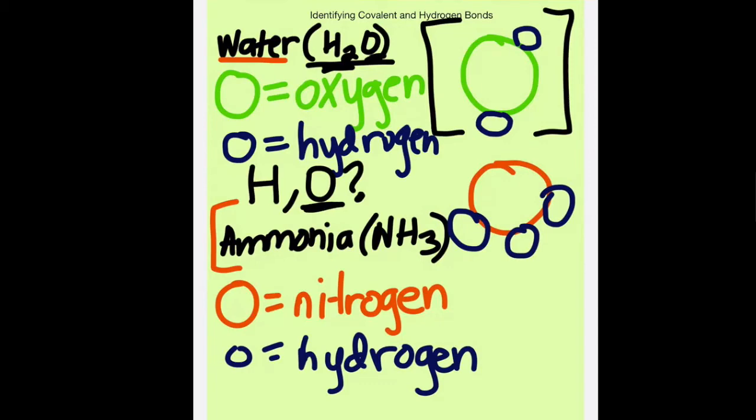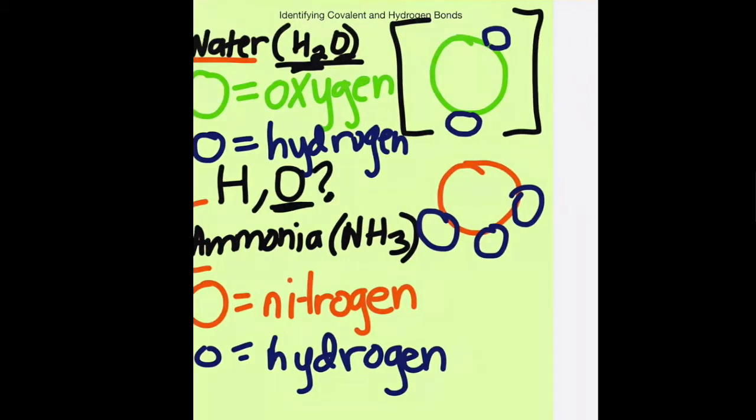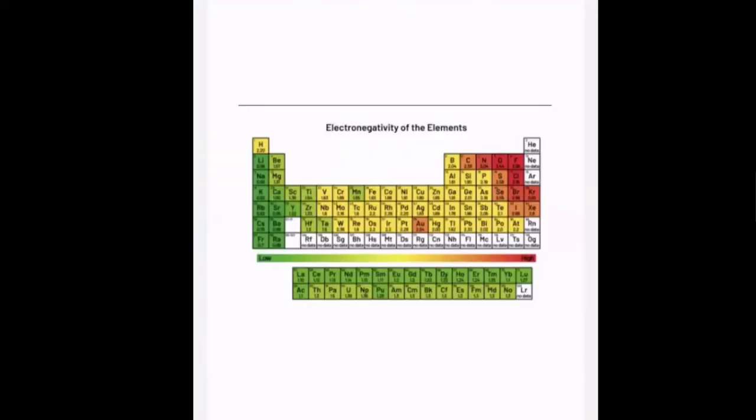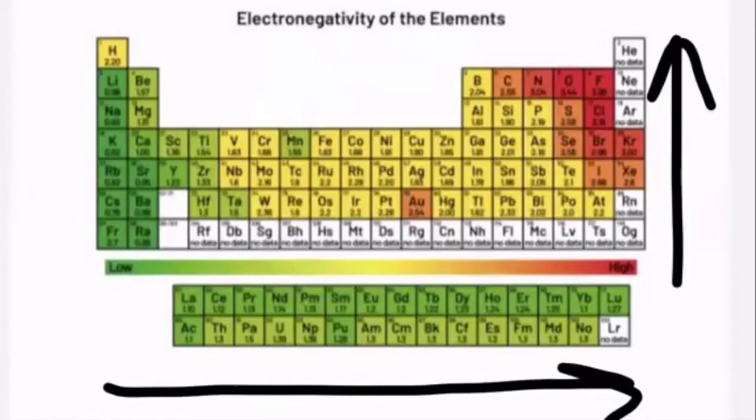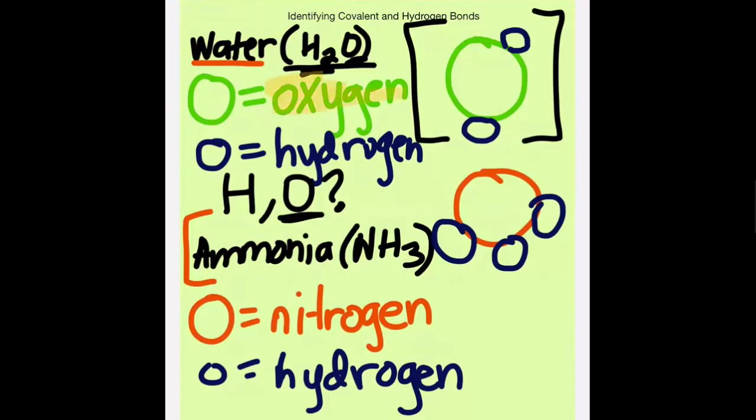So if we go to our periodic table, electronegativity increases as you go from left to right on the periodic table, and electronegativity increases as you go from down to up on the periodic table. So since hydrogen is at the complete leftmost of the periodic table, and oxygen is very close to being on the rightmost of the periodic table, oxygen has a higher electronegativity than hydrogen. So this means that the oxygen atom is more electronegative. This means that the oxygen atom has a stronger attraction to electrons.